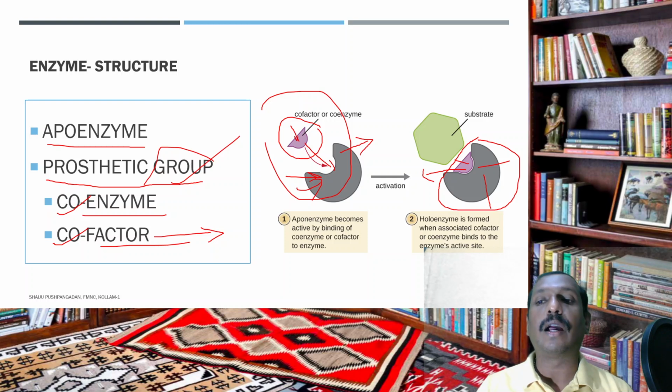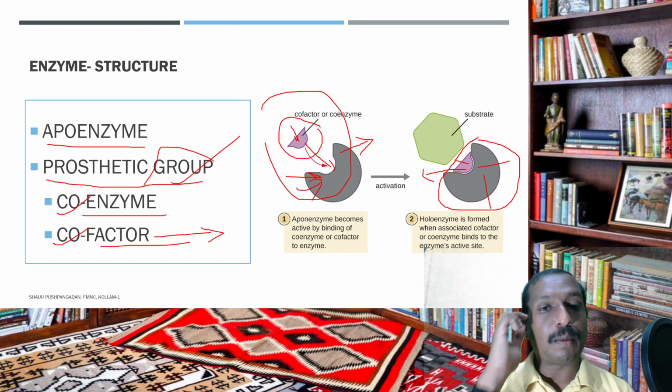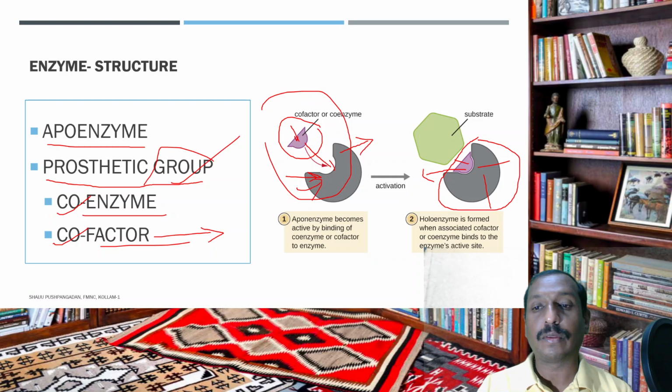So this is regarding the structure of the enzyme. There is a protein part of the enzyme, which is the apoenzyme. It is the core part of the enzyme, and in order to supplement the activity of the apoenzyme, an enzyme may require a non-protein component, and the non-protein component is called a prosthetic group. It may be of two different kinds, coenzyme and cofactor.